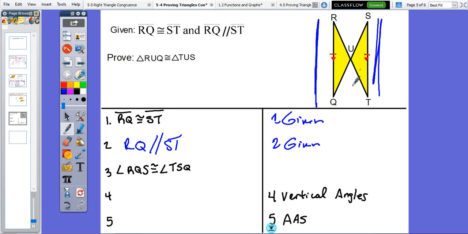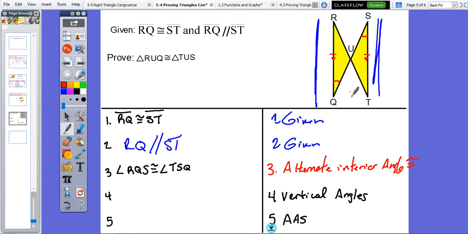So we treat RT and SQ like transversals. So they're telling us that angle RQS, this angle right here, is congruent to TSQ, this angle up here. What is their relation to each other? They are congruent, like we said, but in what manner? Well, if you guys remember, we talked about at the beginning of this section, they're congruent by being alternate interior angles. They are alternate interior angles, means they're congruent to each other.